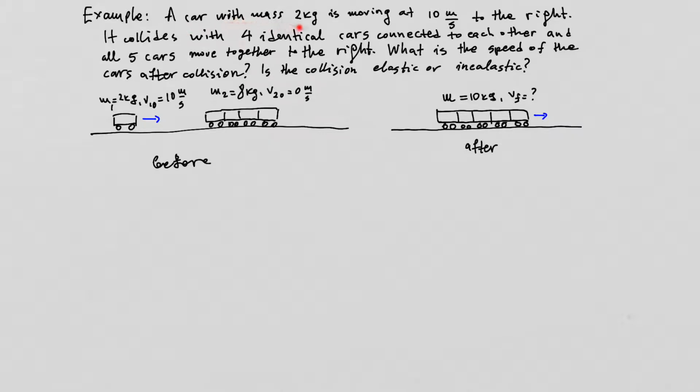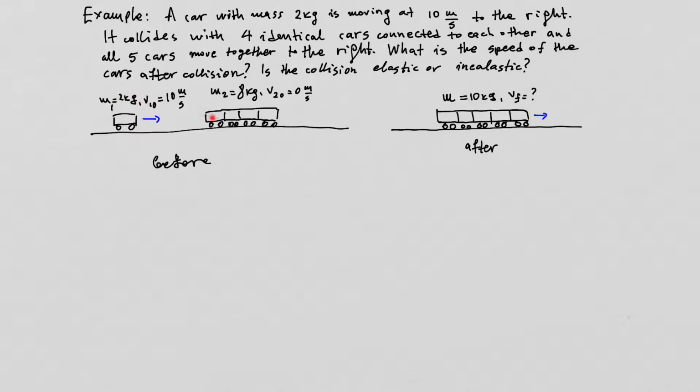So a car with mass of 2 kilograms is moving at 10 meters per second to the right. It collides with 4 identical cars connected to each other, and all 5 cars move together to the right. What is the speed of the cars after collision? Is the collision elastic or inelastic? So here is the sketch of the situation before collision and after collision. So before collision we have this one car moving to the right with 10 meters per second initial velocity, and the car has mass of 2 kilograms.